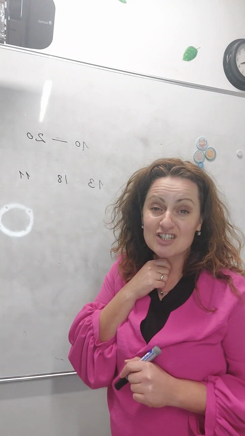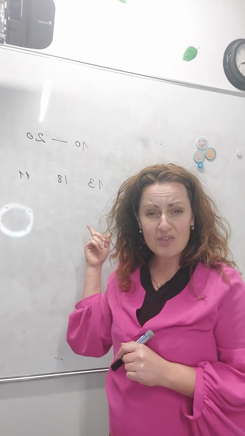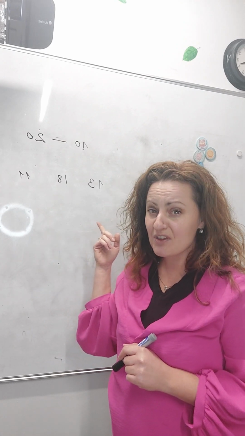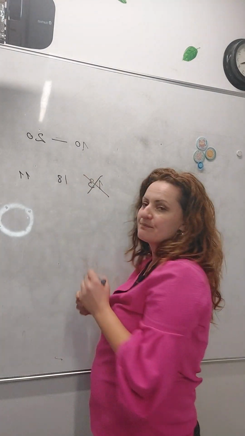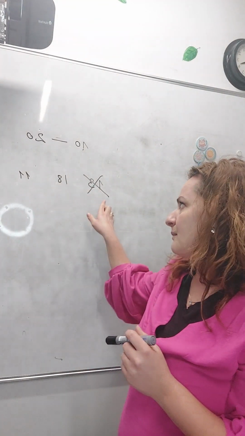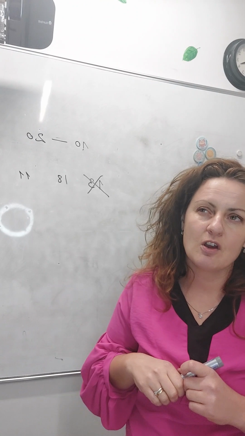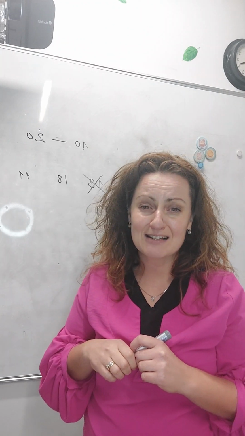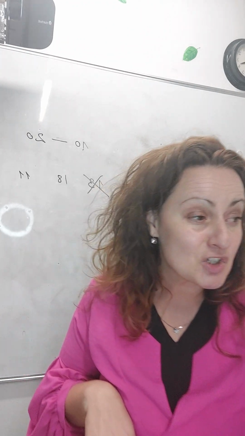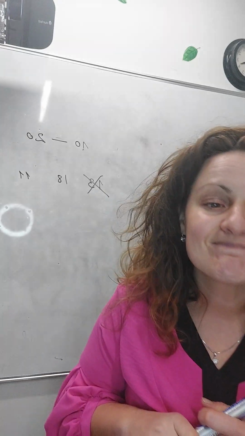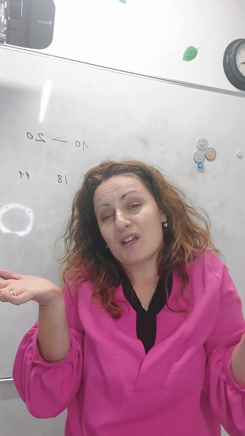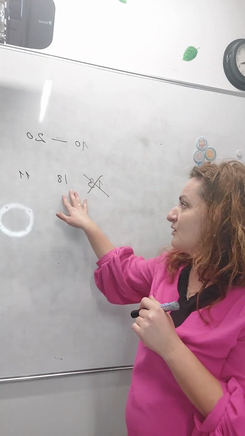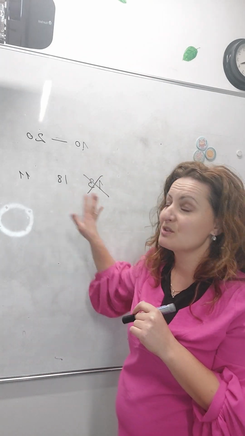Number 13. Is there number 13? Have you got number 13? Yes, there is. So you can cross it out. Okay, let's continue. Number 19. Is there number 19 on your sheets of paper? If there is, then you can cross it out. If there isn't, sorry. Okay, so there isn't number 19.